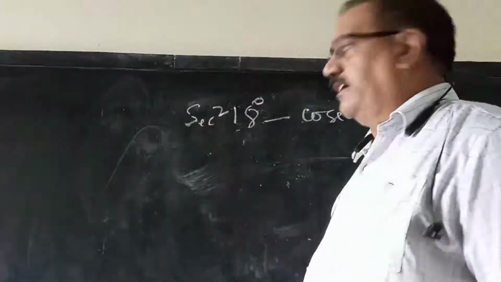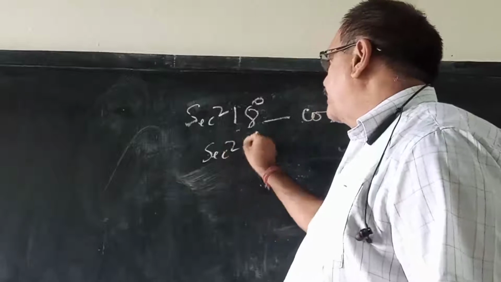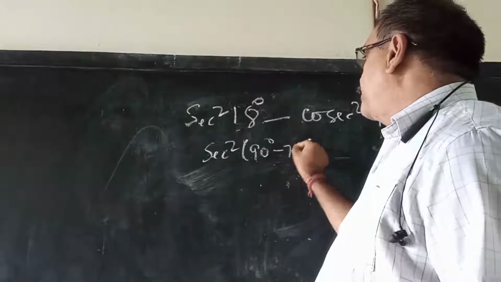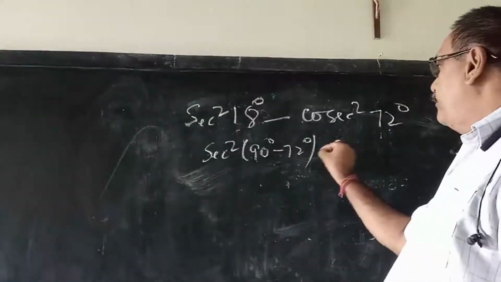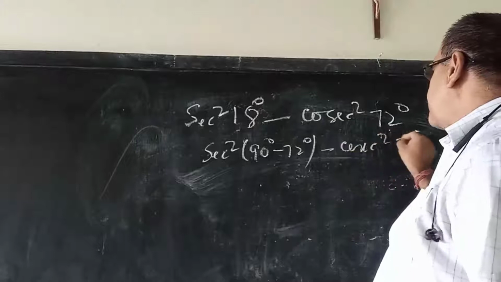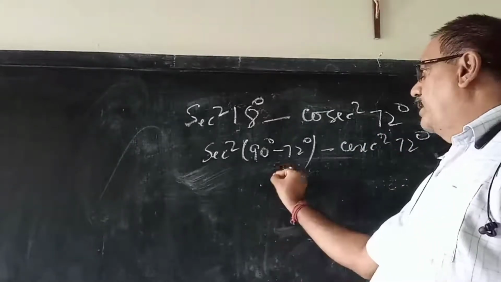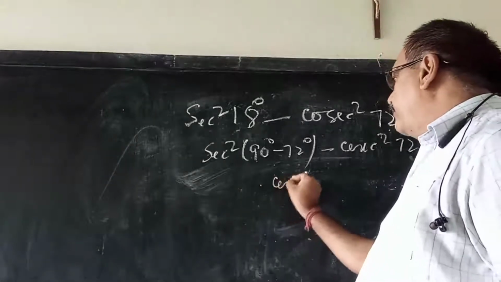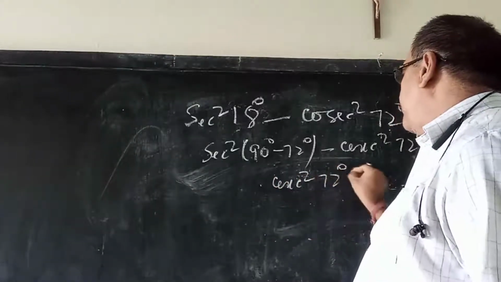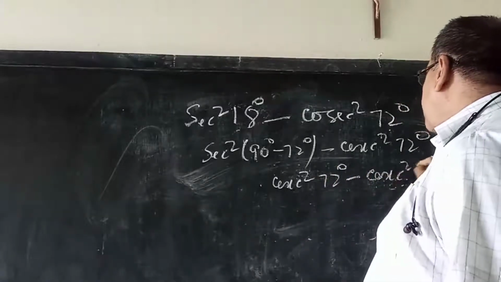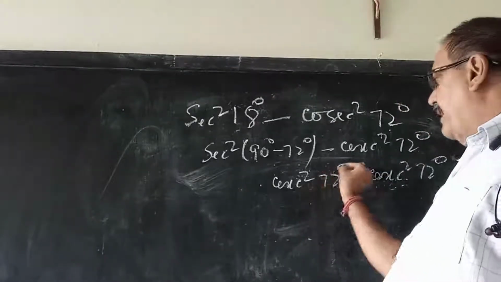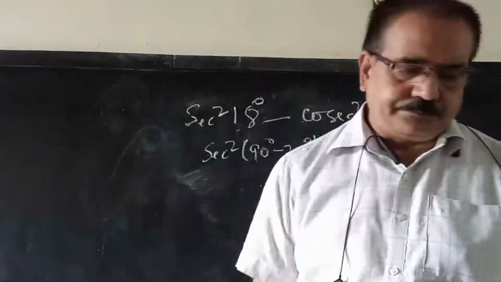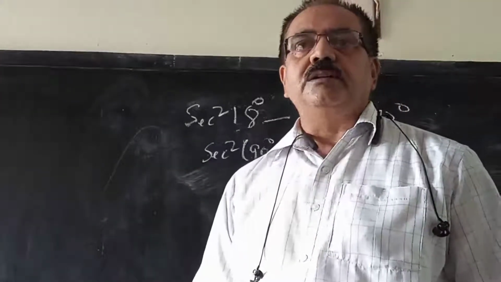So I am going to convert the sec. Here sec square, how much to subtract from 90 so that it will be 18? That is 72 degree, minus cosec square 72 degree. This becomes, since sec(90 minus theta) means cosec theta, cosec square 72 degree minus cosec square 72 degree. Now see here, cancel. What is the answer? Do you follow this?